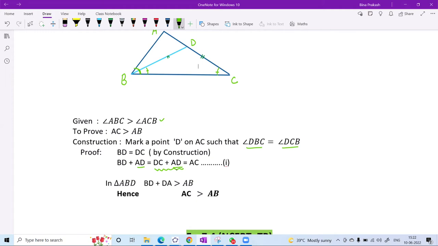Okay, so as you can see, the given is angle ABC is greater than angle ACB. And we are trying to prove in this theorem that in any triangle, the side opposite to the greater angle is always longer. So if you solve this with the help of the triangle which is given, you'll understand that this theorem is actually true. So today we are learning about certain theorems related to triangles.